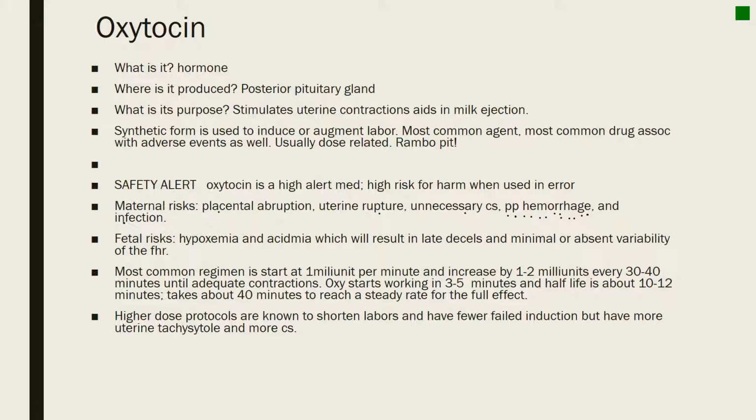Here's our most common regimen. It has a very short half-life. That's why we double it like we do. It usually takes about 40 minutes to get that steady rate. Higher dose protocols are known to shorten labors and have fewer failed inductions, but have a whole lot more uterine tachysystole and more C-sections.